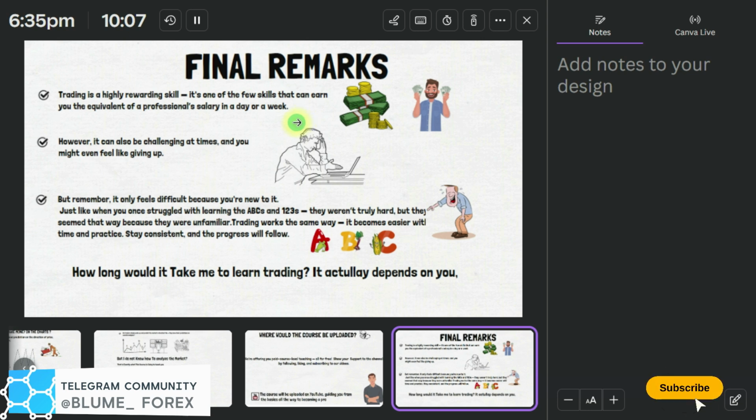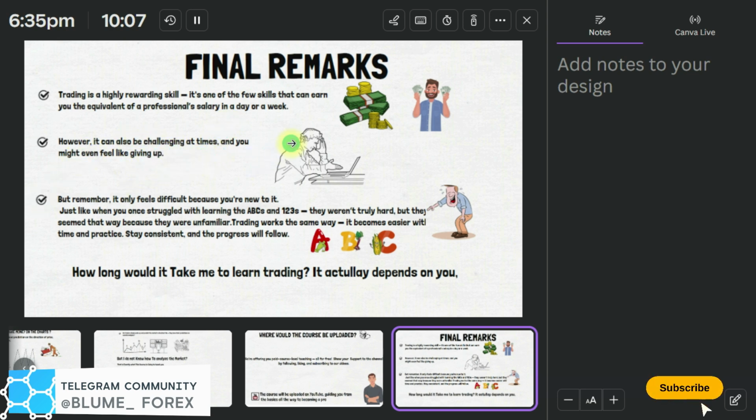But they all depend on your level of skill and also your equity, right? The money you are starting with, your account balance. But you should understand that when you have your skill and your balance right, you can make what a professional makes in a month, in a day. So a salary of maybe a doctor, an engineer, just name it. You can just make it in a day or in a week, right? You can make 3 or 4 times that in a month. So trading is very lucrative. However, it can also be challenging at times, and you might even feel like giving up.